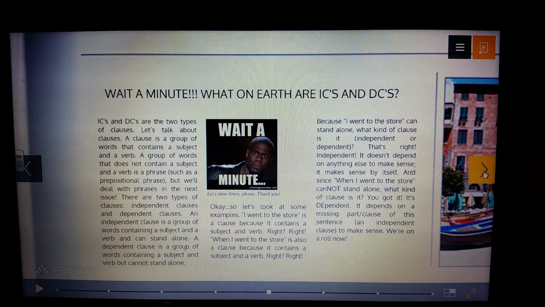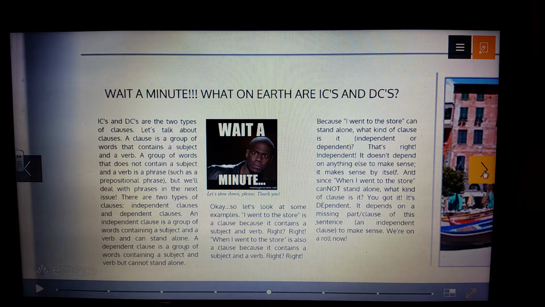An independent clause is a group of words containing a subject and a verb and can stand alone. A dependent clause is a group of words containing a subject and a verb, but cannot stand alone. Okay, so let's look at some examples. I went to the store is a clause because it contains a subject and a verb, right? Right. When I went to the store is also a clause because it contains a subject and a verb, right?